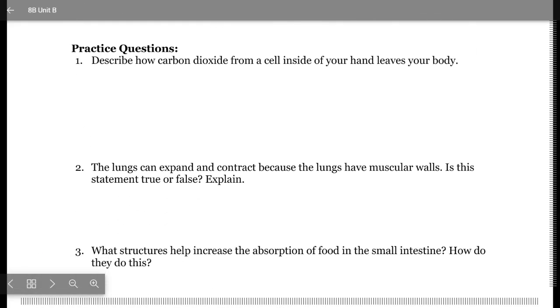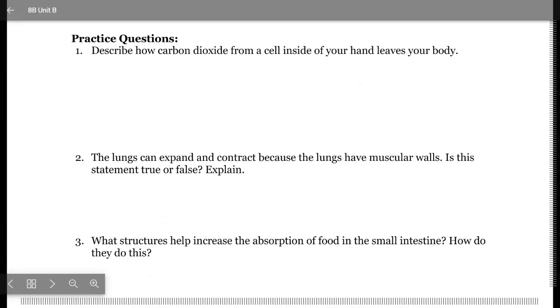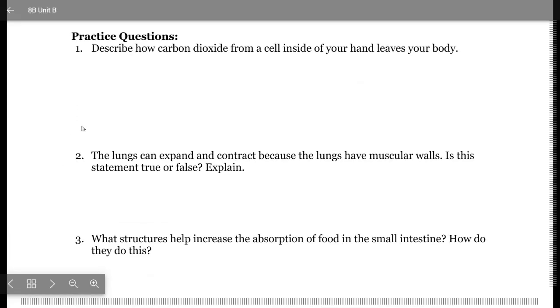Describe how carbon dioxide from a cell inside of your hand leaves your body. I need to draw this. I can't draw this, man. Okay, I'm just gonna tell you really fast. Carbon dioxide from a cell inside your hand will leave your body through the capillaries.